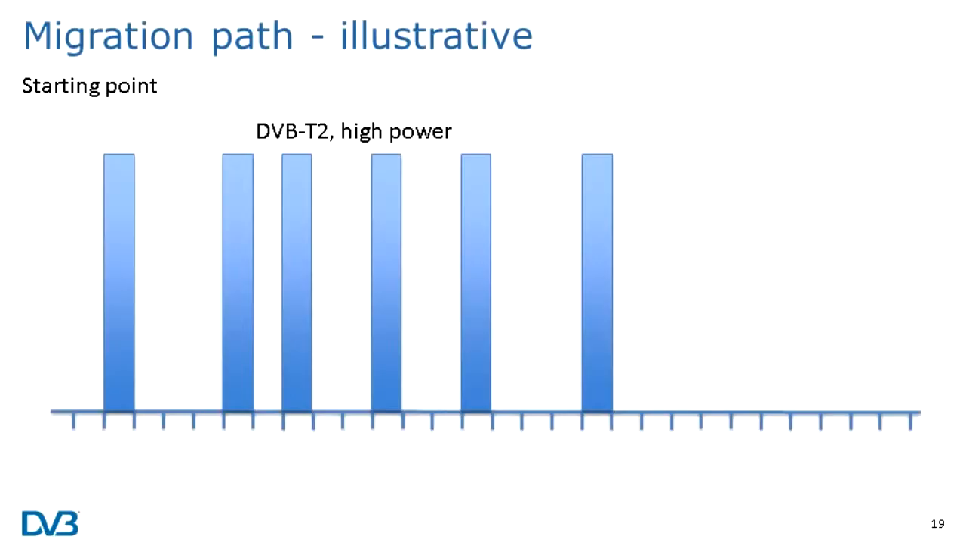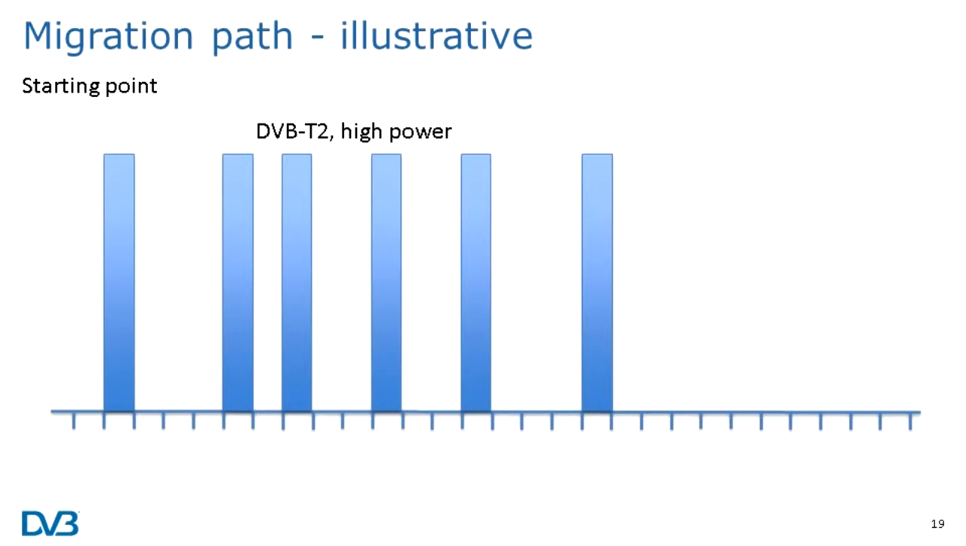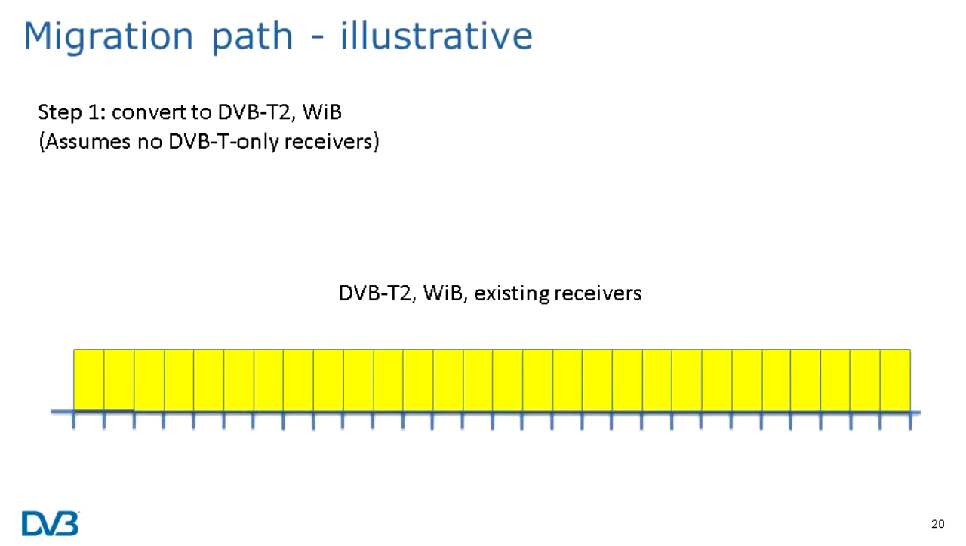So, let's just have a look at what a migration path might amount to. Let's say we've got the starting point of the familiar blue high power transmissions. Notice that the starting point we're assuming here is DVB-T2 high power. In the UK, as I've already mentioned, not all our multiplexes are T2, so we'd have to finish that migration first to effectively make this work. So the next step could be to convert all of those multiplexes into a large array of 8 megahertz wide robust multiplexes occupying every channel available to us, all 28 channels.